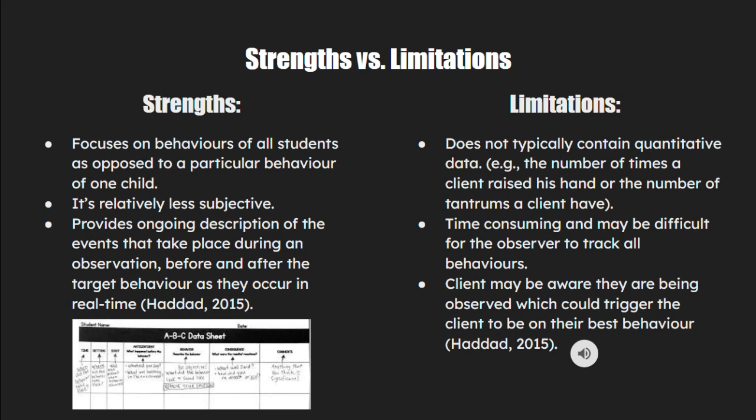However, some limitations of ABC narrative recording could be that they typically do not contain quantitative data. So, for example, it won't contain the number of times the client raises his hand or the number of times the client has a tantrum. It's also very time consuming and may be difficult for the observer to track all behaviors. And the client may be aware that they are being observed, which could trigger the client to be on their best behavior.